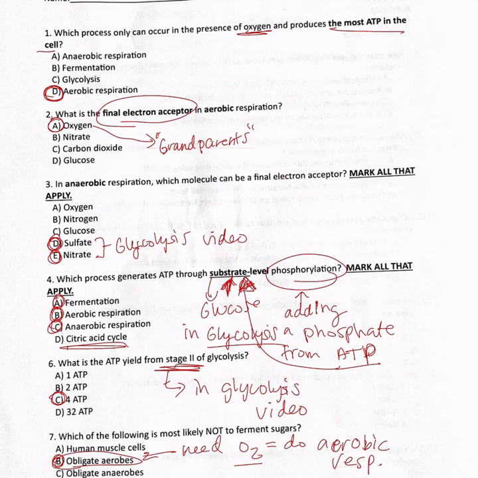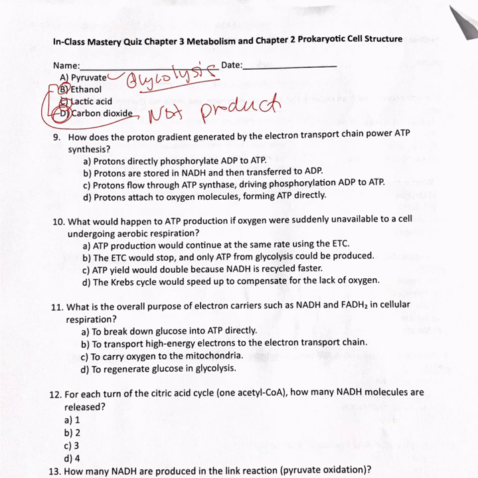The next one is number 9. How does the proton gradient generated by the ETC power ATP synthesis? Protons are H+, which are coming from NADH and FADH. They get separated from the electrons in the electron transport chain. The protons are going to flow through ATP synthase, causing ATP synthase to turn, and that changes ADP to ATP. So the answer is C.